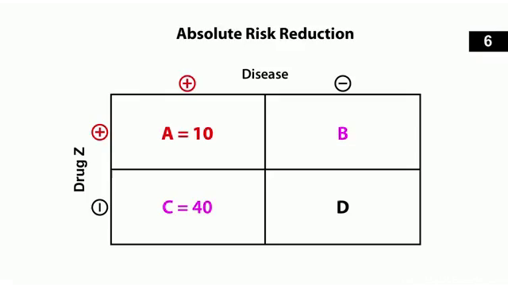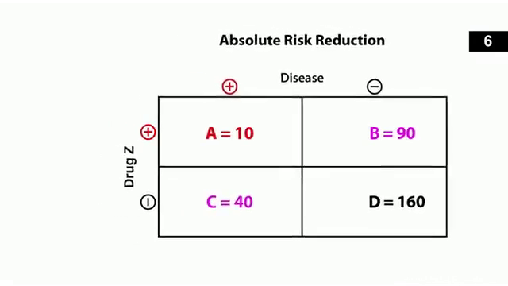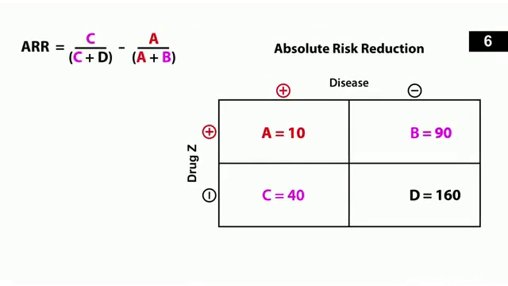So the first thing to do is to set up a 2x2 table. A is 10 because 10 people received drug Z but still got diabetes. We know that A plus B is 100 because that's the total number of subjects that were given the drug. So if A plus B is 100 and A is 10, then B's got to be 90. C is 40 because this was the number of people in the control group who developed diabetes. And then if the total number of subjects in the control group is 200, then D has got to be 160.